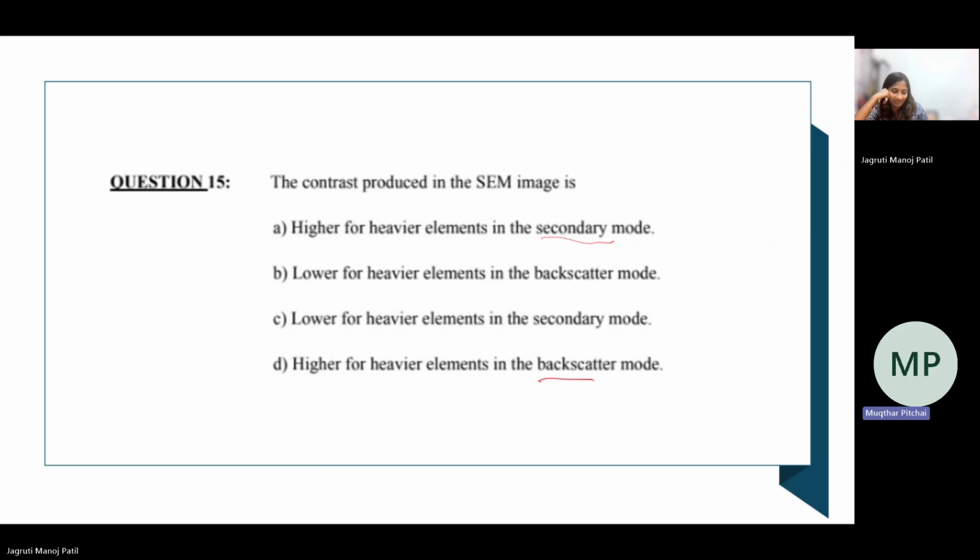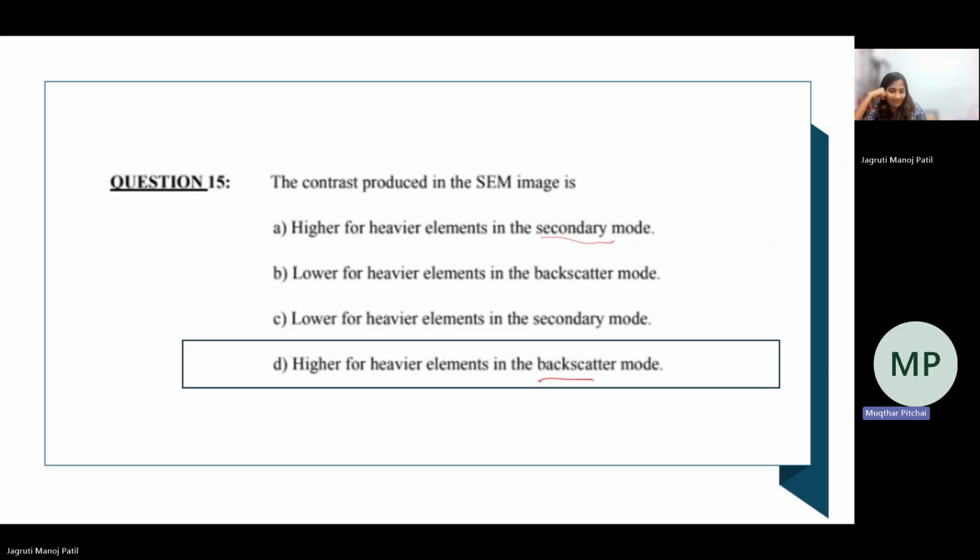Topographic information, that is atomic information. So we need to discuss only the secondary part. Heavier for D, ma'am. Yeah. So why do you think it's D? Because you get contrast here and not here?